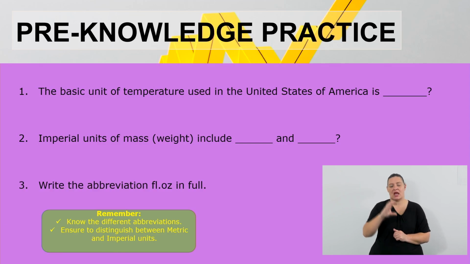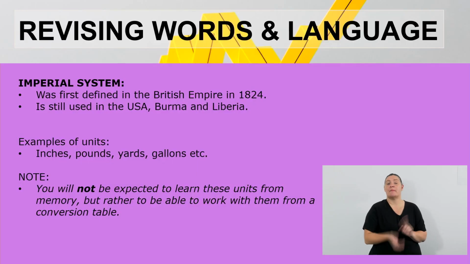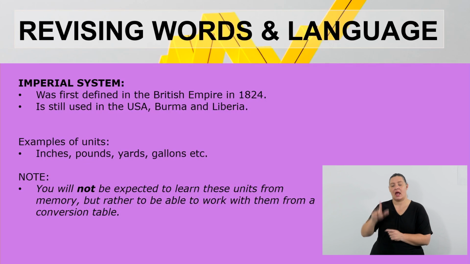I add a little note here for you. It says know the abbreviations, and also ensure that you can distinguish between the metric and the imperial system. Then some revising words. Remember, I already indicated the imperial system was first defined in the British Empire in 1824. It's still used today in America, Burma, and Liberia. Then if you look at units, it's inches, pounds, and so on.